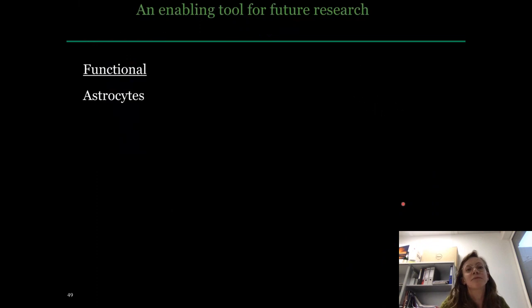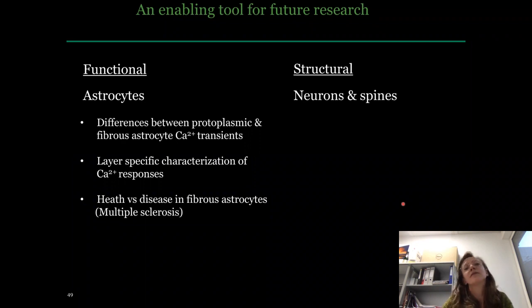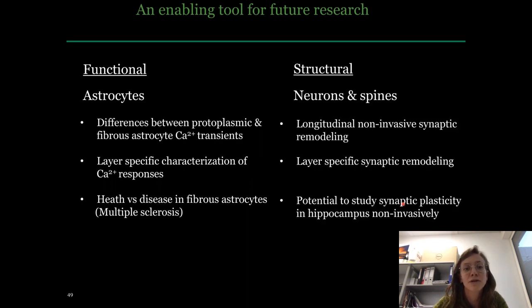So with our adaptive optics three-photon microscope, we can now ask and study new questions in the field of astrobiology. We can now, for example, ask and study the differences of the calcium signaling between protoplasmic astrocytes and the previously understudied fibrous astrocytes, also in a layer-specific manner. The microscope can also be used to study structural changes, for example, spine remodeling, also in a layer-specific manner, as we achieve synaptic resolution now through an entire cortical column, non-invasively and longitudinally.